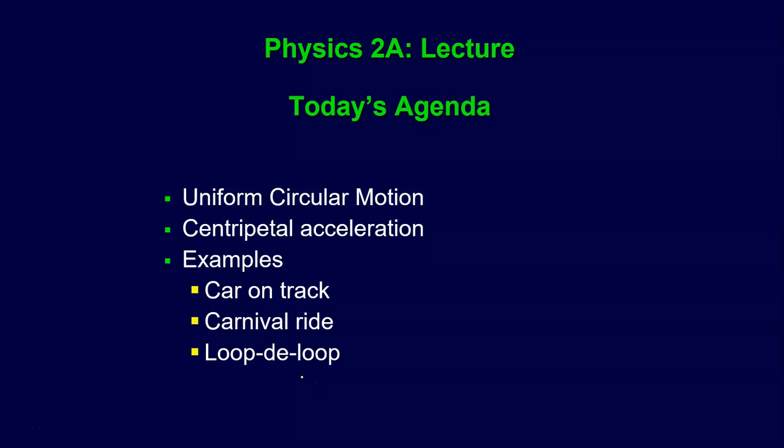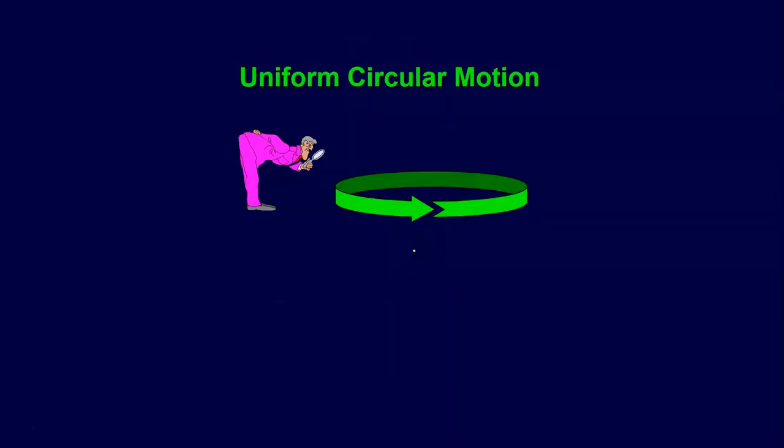So we're going to spend a little bit of time talking about circular motion now. Today we're going to talk about a special kind of circular motion, which is real common and real important, so we're going to spend some time on it. It's called uniform circular motion. When you're in uniform circular motion, we're going to find out that we can define something called the centripetal acceleration, and then we'll do some examples.